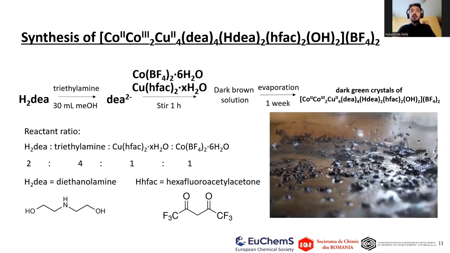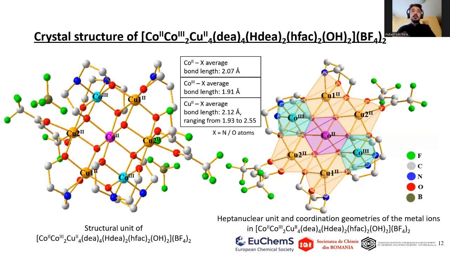Going forward, we have a heterometallic polynuclear compound with cobalt and copper. We used again the diethanolamine, and then we added copper HFAC salt and the tetrafluoroborate cobalt salt. These crystals were again characterized by single crystal X-ray diffraction. And as we can see here on this slide, we have a molecular unit accompanied by two tetrafluoroborate crystal lattice anions. And again, the hexagonal disc-like topology. In this case, we have a central cobalt 2 ion. And on the outside, we have 4 copper 2 ions and 2 copper 3 ions.